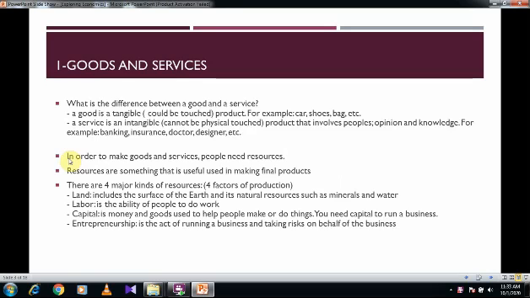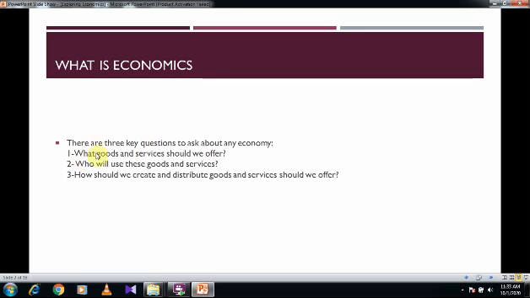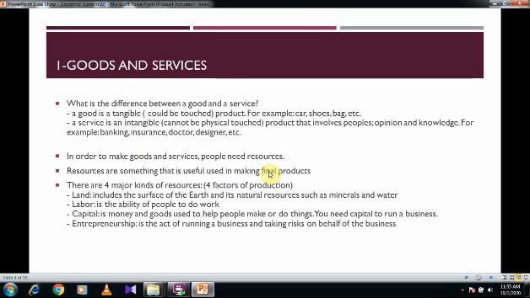To start, if you notice in these 3 questions, we mentioned goods and services. What is the difference between a good and a service? A good is a tangible product. Tangible means that we could touch it. Something that you can buy. When you buy, you can see, you can touch, you can hold. A car, a pair of shoes, a bag, a book. These are all tangible goods. These are all tangible products.